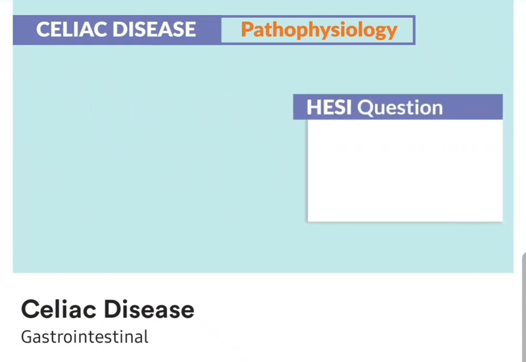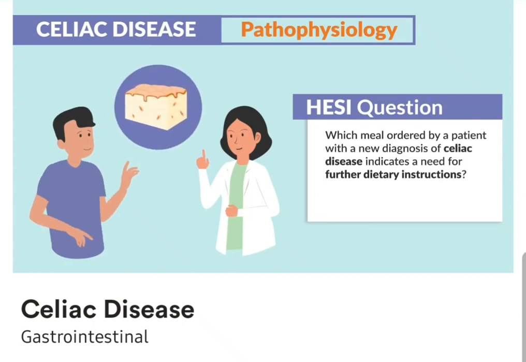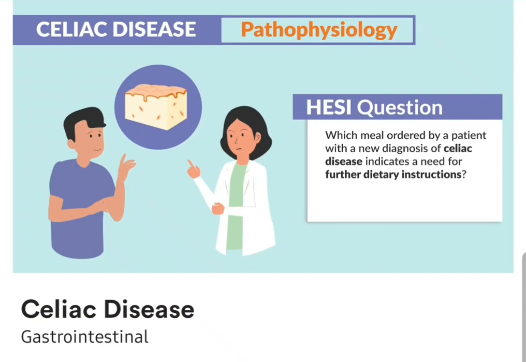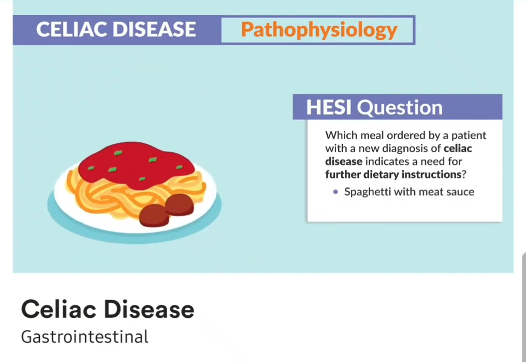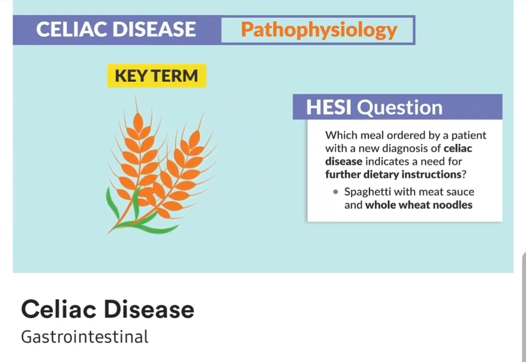So HESI mentions, which meal ordered by a patient with a new diagnosis of celiac disease indicates a need for further dietary instruction? Spaghetti with meat sauce and whole wheat noodles. Yes, the key term here is whole wheat.